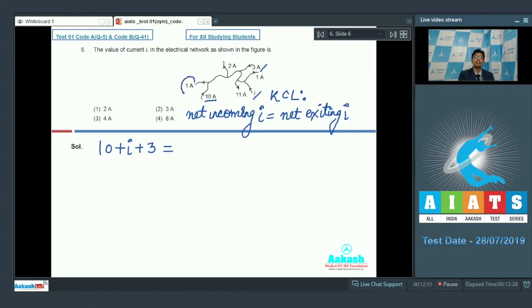The exiting currents can be circled: 1 ampere current, 2 ampere current, 1 ampere current and 11 ampere currents. So therefore we can write the net exiting current to be equal to 1 plus 2 plus 11 plus 1. Now dear students, on solving this equation we can see that I comes out to be equal to 2 amperes. Therefore the correct answer for this particular question should be option number 1. Now dear students, let us proceed to the next question.